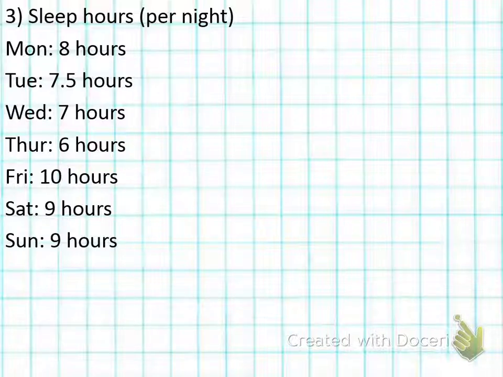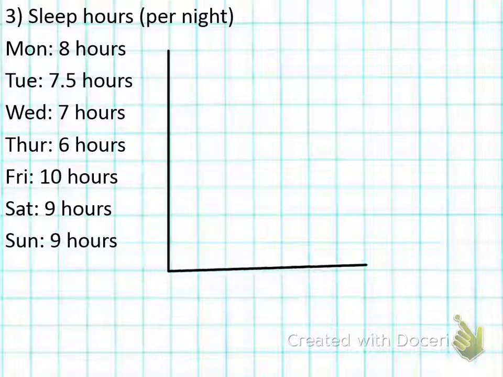Identify the item being compared. What's being compared here? Hours. Hours of sleep, okay? What's the name of our population, or what are the names of our populations? The days of the week, right? Or the nights of the week. Would you all agree? Yes. Because each night has its own population of hours, right?